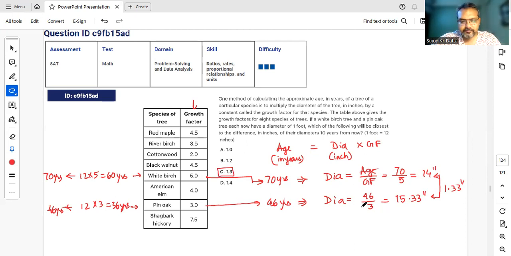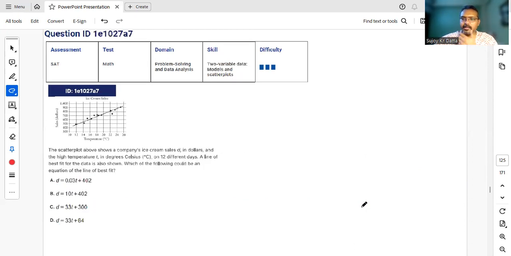All right, let's go to the next question. So we have a scatter plot. It shows the sales in dollars and the temperature in Celsius on 12 different days. So there are 12 dots. A line is drawn, the line of best fit. Which of the following could be the equation of the line of best fit?